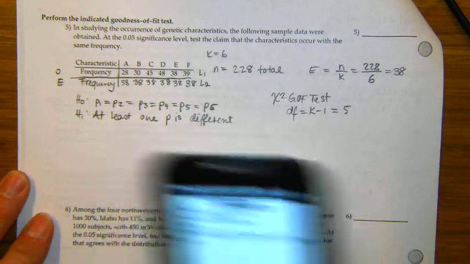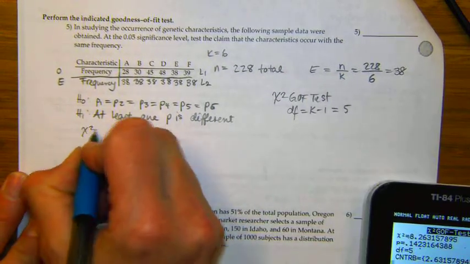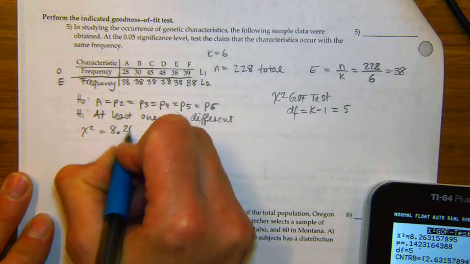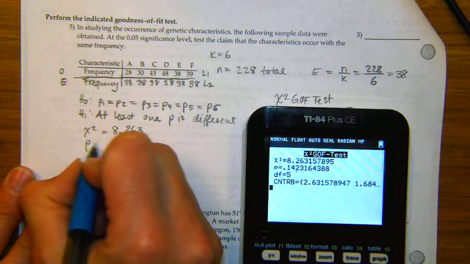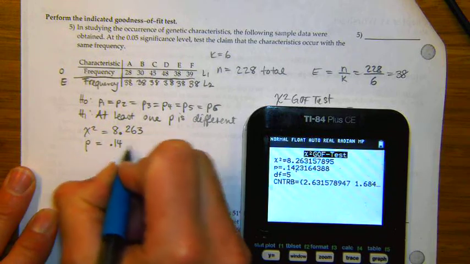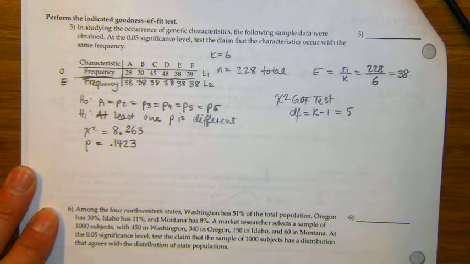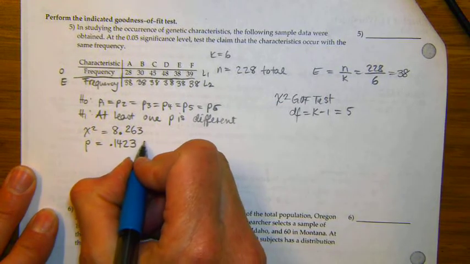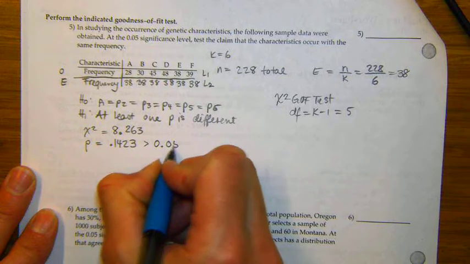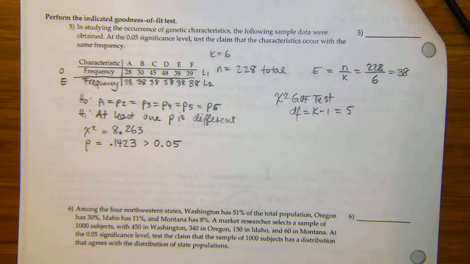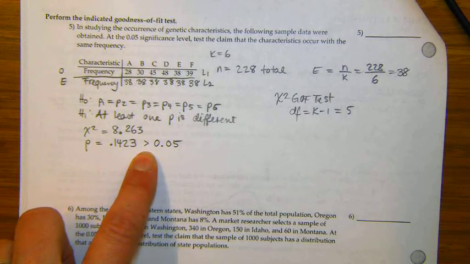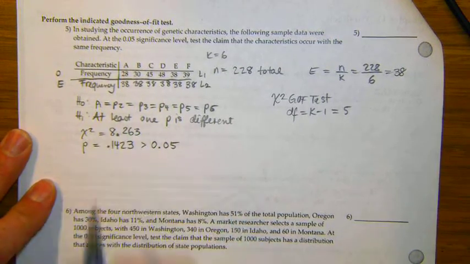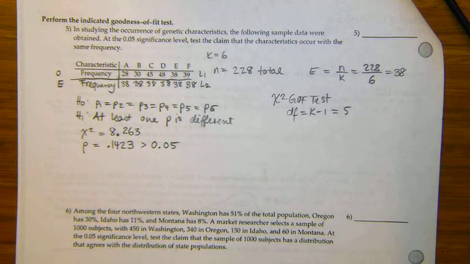And so let's write these down. So our chi-square test statistic is 8.263, always rounded to 3 decimals for chi-square. Our p-value is 0.1423. We're comparing that with our significance level. This is greater than 0.05. So when the p is low, we're going to reject the null, but this p is greater. So that corresponds, a larger p-value corresponds with a small value for the chi-square.